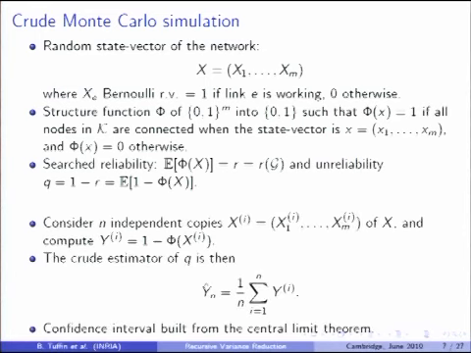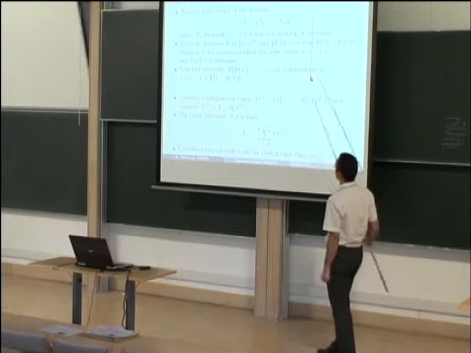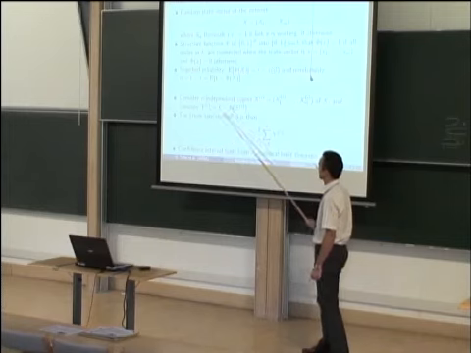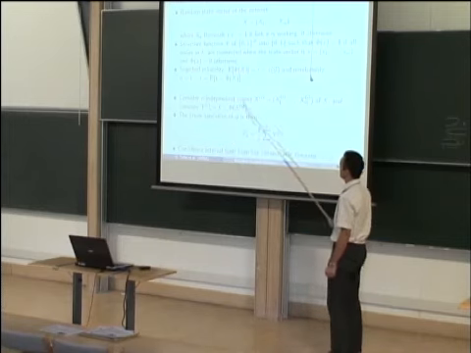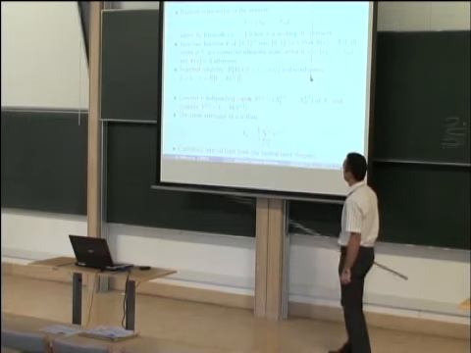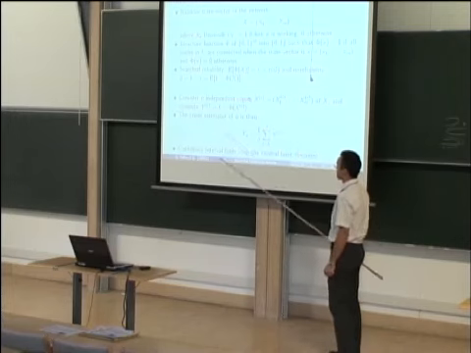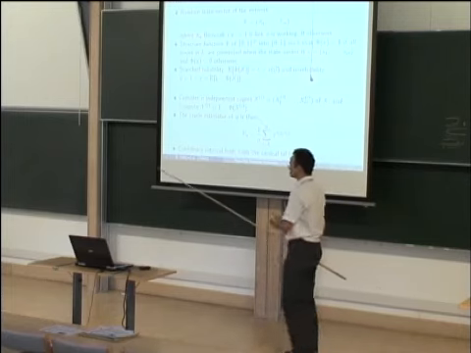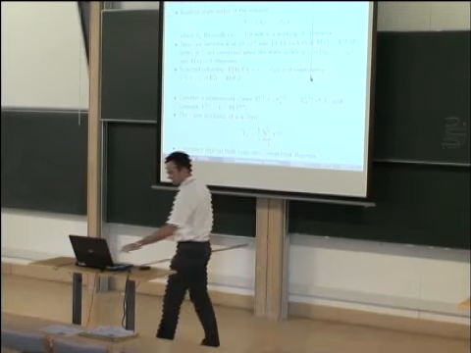So how does crude Monte Carlo work in this case? We just generate n independent copies of the state vectors and compute the random variable Y_i, which is 1 minus phi of X_i, for X_i the i-th copy. The crude Monte Carlo estimator just computes the average value, and we can easily get a confidence interval thanks to this.